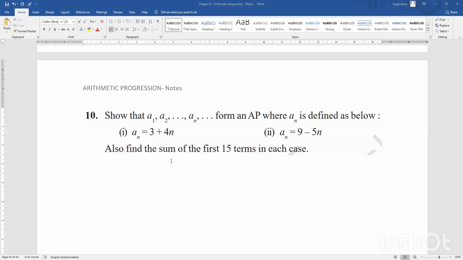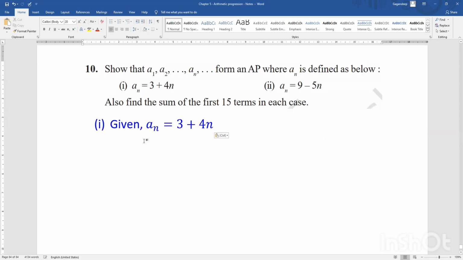First problem we have is given AN equals 3 plus 4n. Then what I do is I'm going to find out A1. So A1 is equal to, wherever n is there, replace it with 1. So that is 3 plus 4 into 1, which is nothing but 3 plus 4, which is equal to 7. Which is also nothing but the first term here.